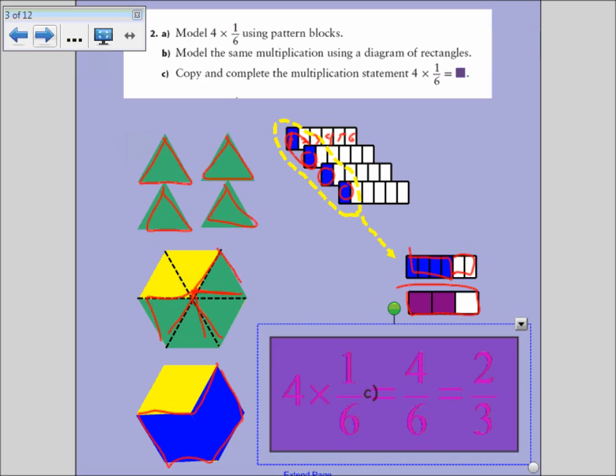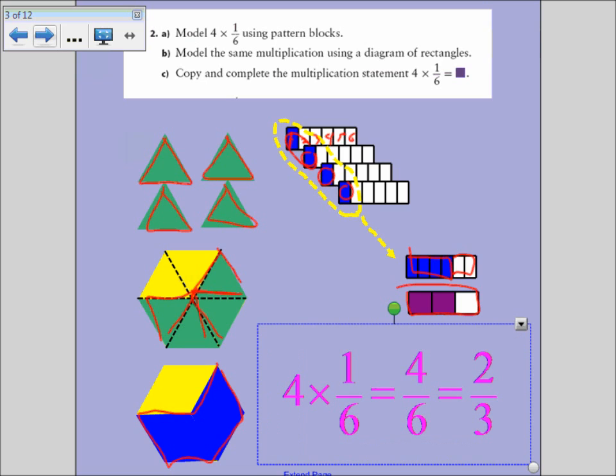The final one, copy and complete the multiplication statement. 4 times 1/6 equals 4/6. We can put this as a 1 as well. 4 times 1 equals 4, and 1 times 6 equals 6. We know that we can put this in lowest terms by dividing each one, in this instance, by 2. 2/3 is the full answer.